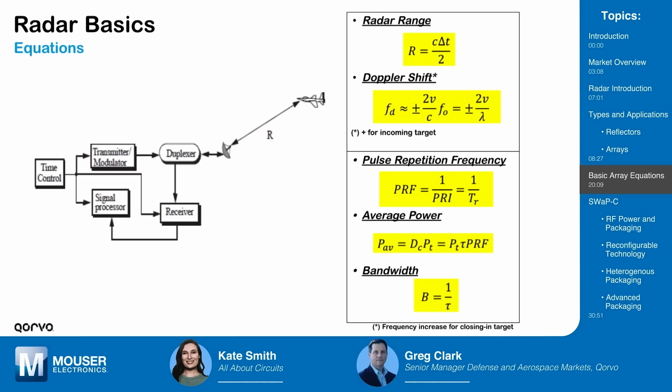Average power. So you have peak power, which in this particular equation is P sub T. But average power is the duty cycle, DC, times that peak power. You can derive it such that it's the peak power times the PRF times the pulse width, which is tau in this occasion. And then you have bandwidth, which is 1 over tau, or 1 over the pulse width. But again, very basic.